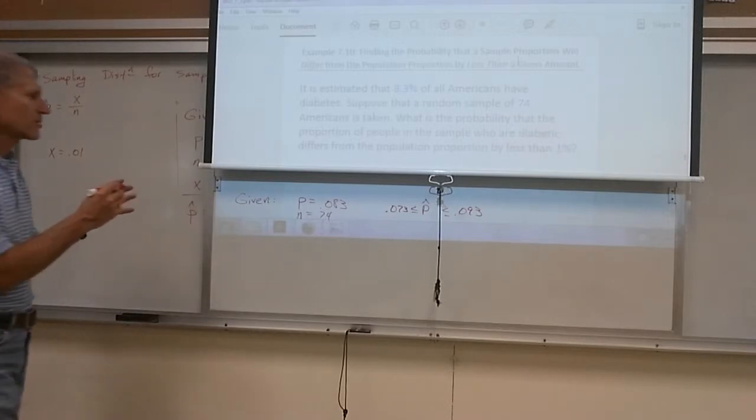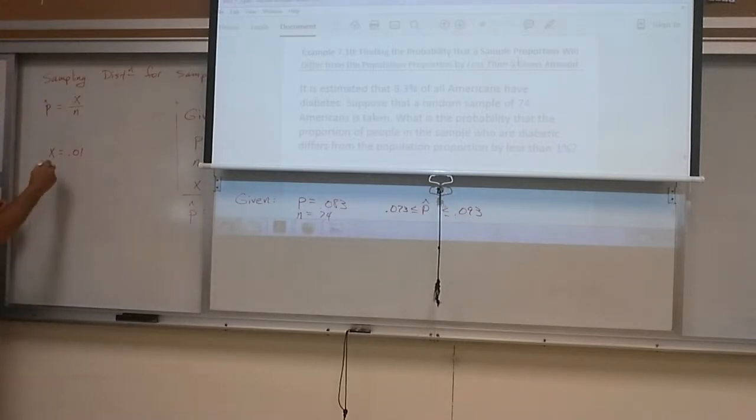So that 0.01, people were trying to use it as an x or as a p hat or whatever. It's not p hat, it's not x. It's telling you how to get to p hat, but you have to do a little fiddling with it to get there. Okay, keep going.